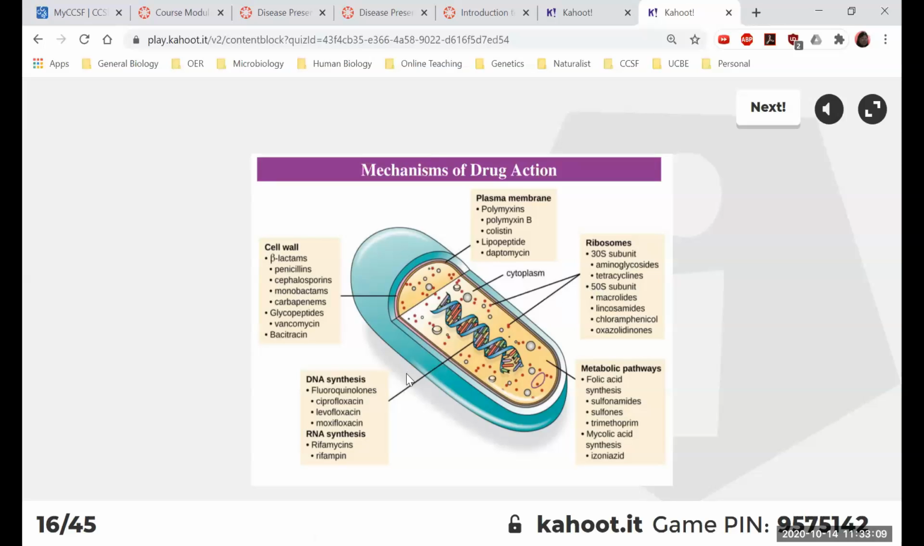Some drugs target DNA synthesis, so enzymes that are involved in DNA replication, or enzymes that are involved in transcription, so RNA synthesis. And then other ones target membrane, so polymyxin targets membrane integrity. And then the metabolic pathway, we're talking about folic acid synthesis. So sulfa drugs and trimethoprim belong to this particular class.